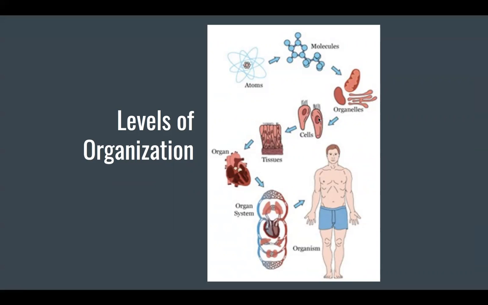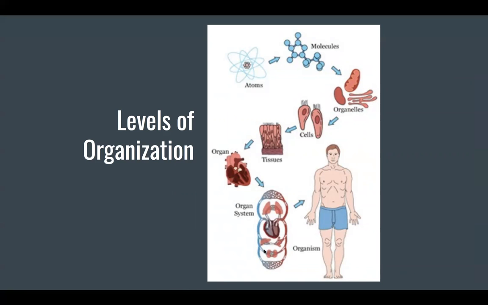So for instance, a bunch of muscle cells can combine to make muscle tissue, and that muscle tissue can combine to make an organ, a muscle organ like your heart. And then the organs can combine to make a whole organ system. This is your cardiopulmonary system, your heart and your lungs and all kinds of things.